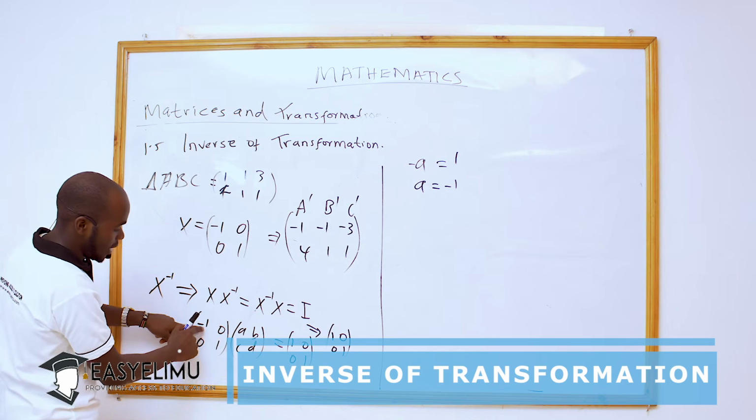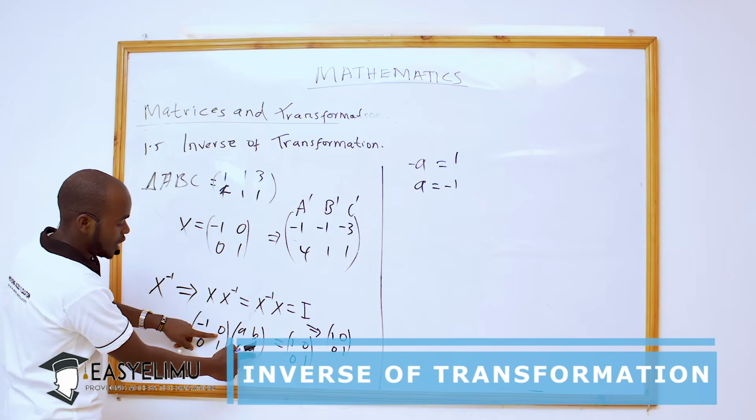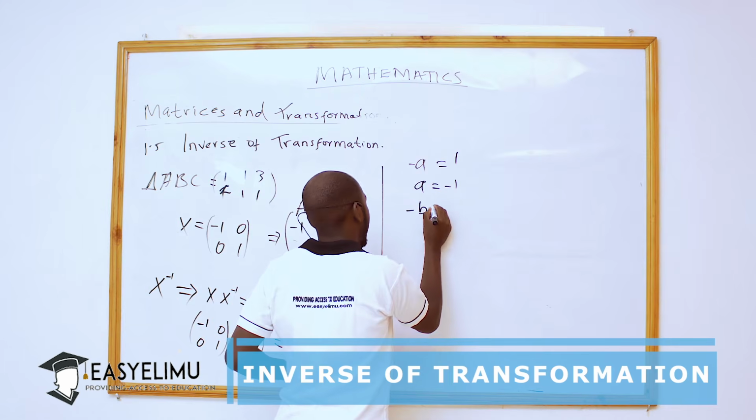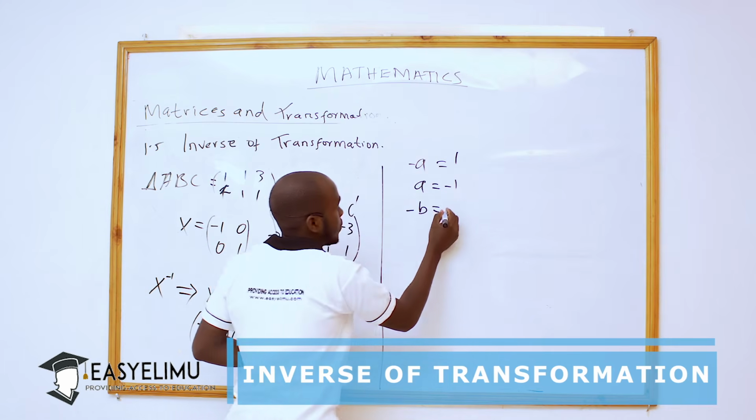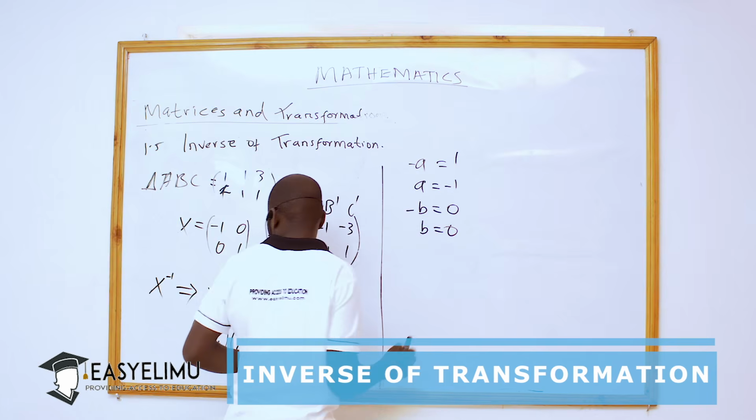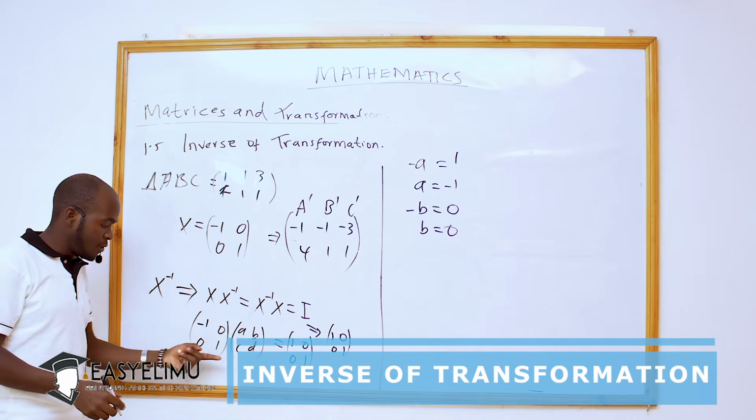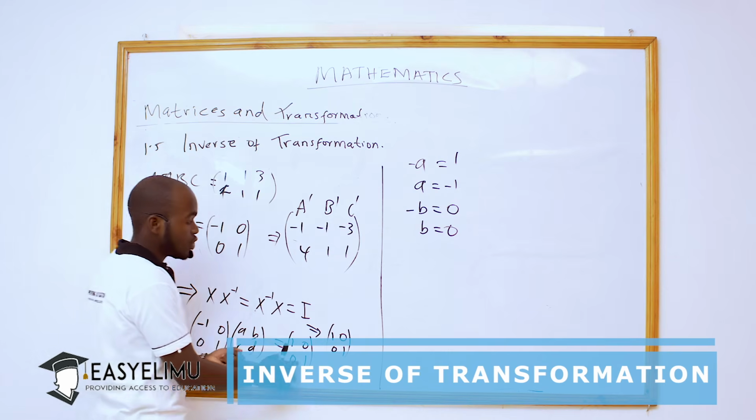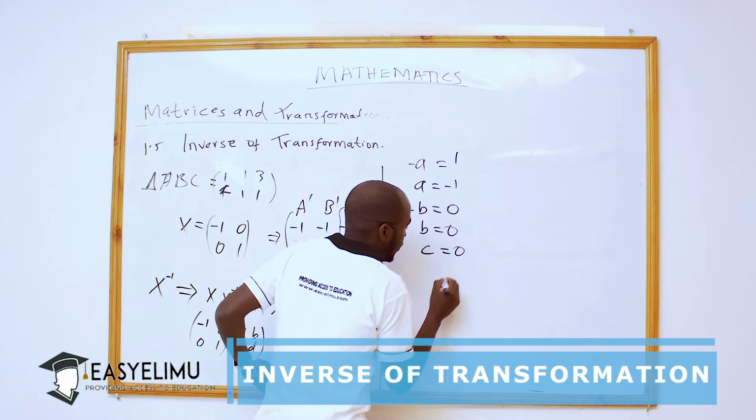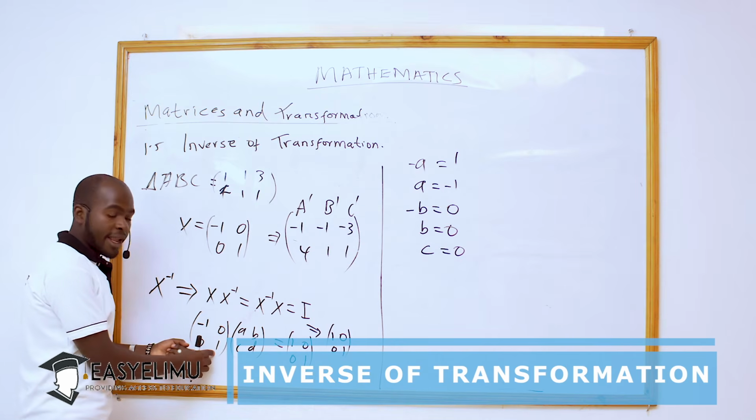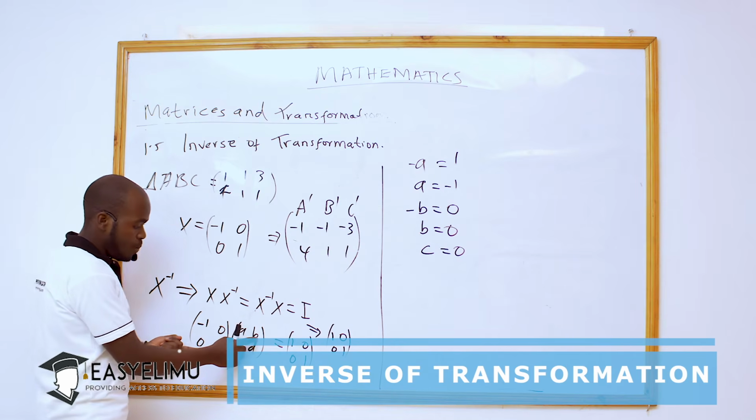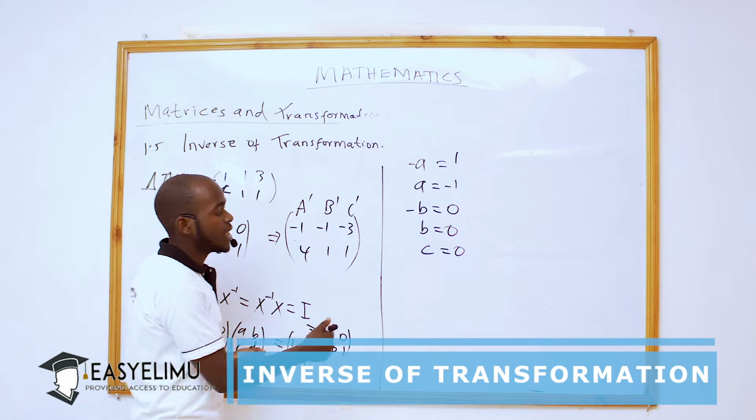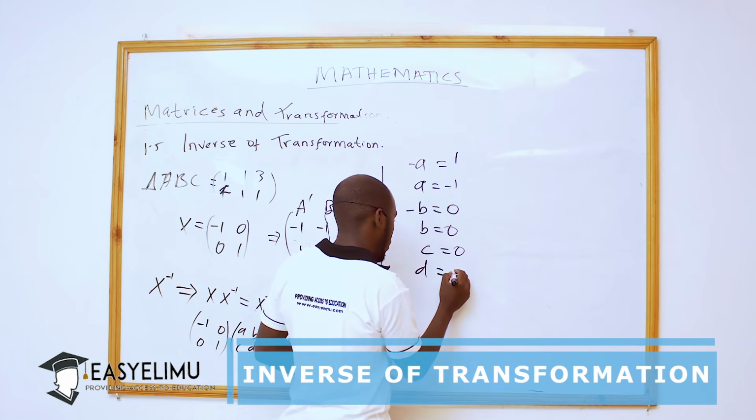And b, now to get the value of b here, you shall multiply this one with this one, and you shall get negative 1 by b plus 0d. So that is negative b is equal to 0, meaning b is equal to 0. And now to find the value of c, as always, you take 0 by a plus c is equal to 0. So our c equals 0. And again, we take 0 by b plus 1 by d, we get our d being 1.